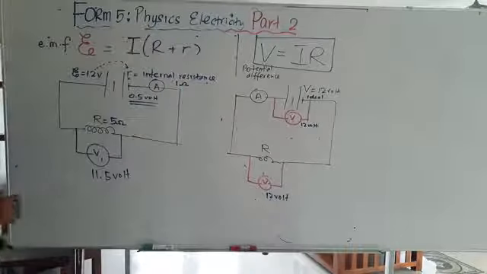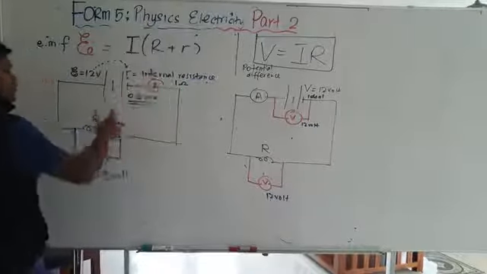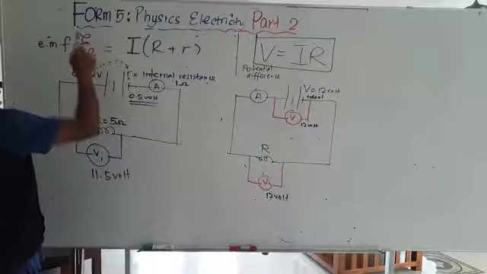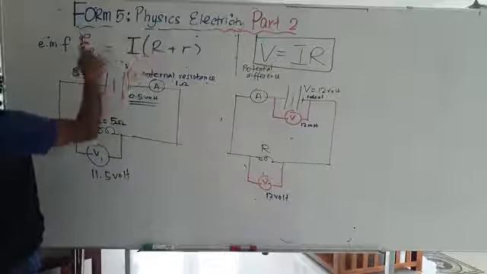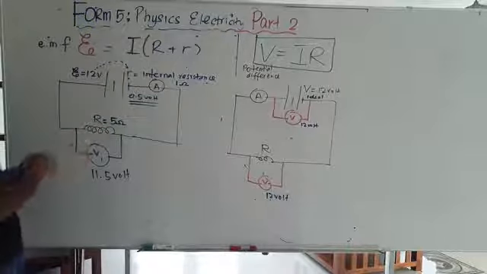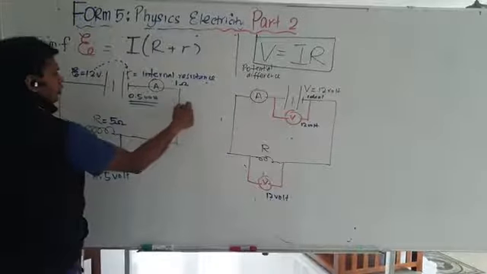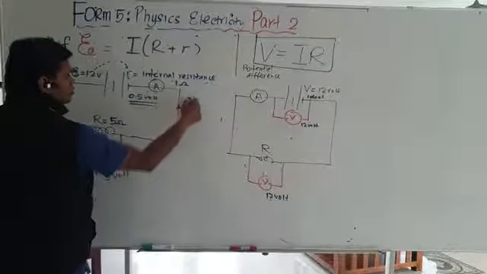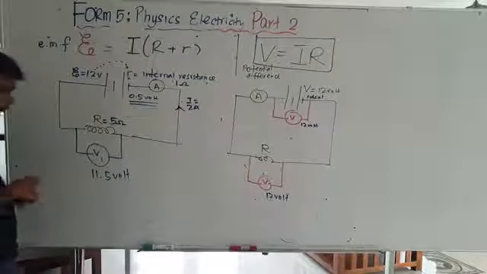Am I right? So therefore, 1 plus 5 is 6. Here is 12. 6, 12, divide. You're going to get the current flowing through here. The current flowing through here is going to be 2 amperes. Are you following me? All right.